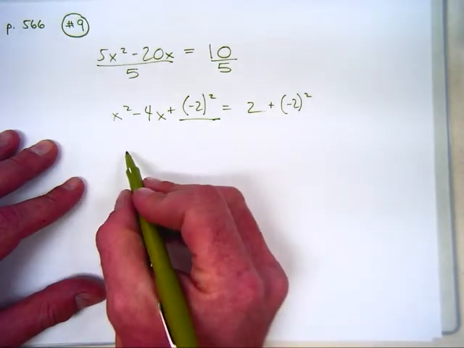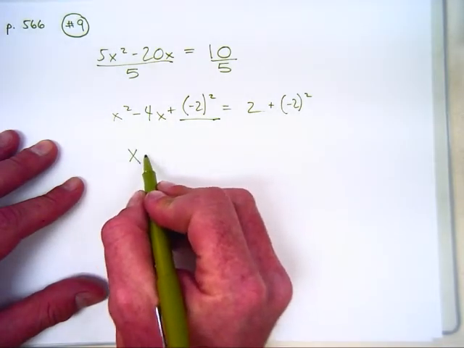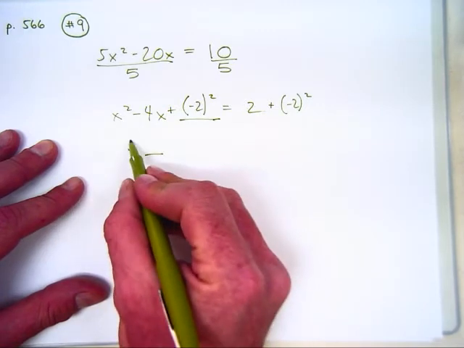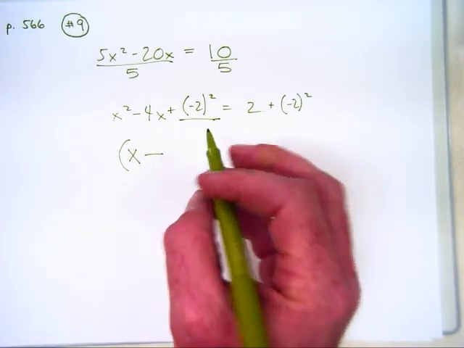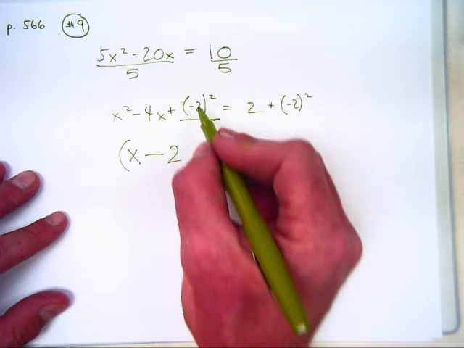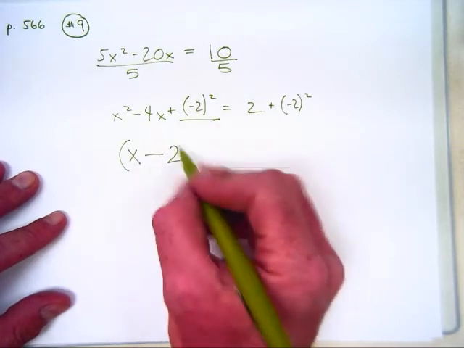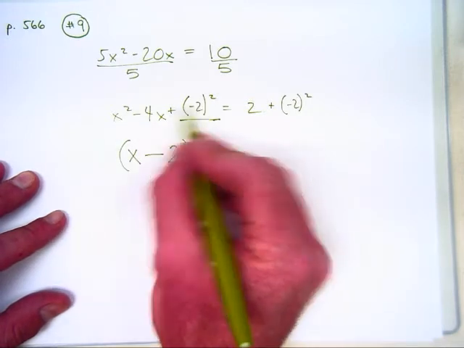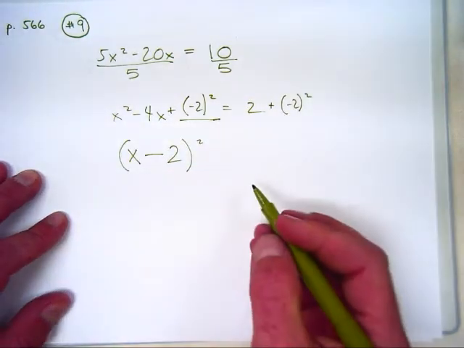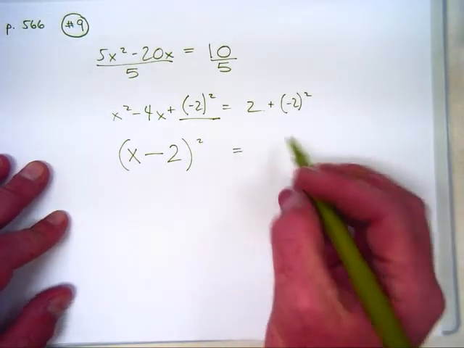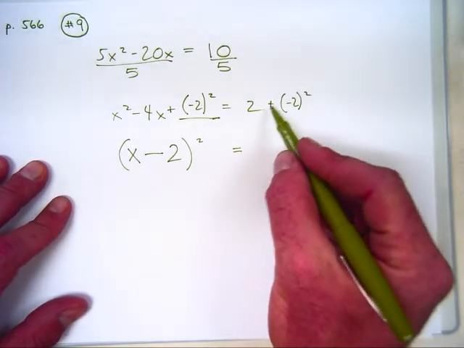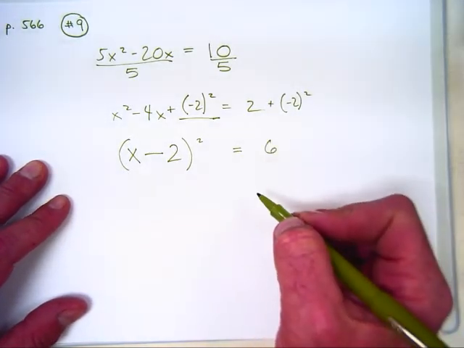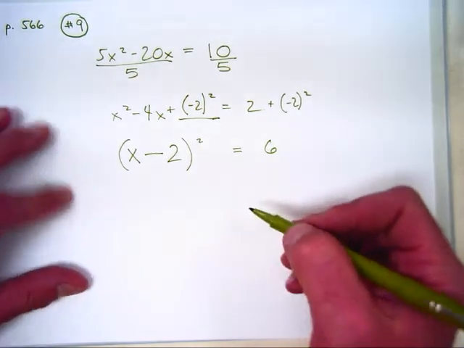So on this side, the whole reason we did that is so we now get x minus 2. You can think of this minus 2 as coming down here, and this x is coming down here, and this squared kind of represents both of these. It doesn't really mathematically, but it helps for the purposes of this problem. So negative 2 squared is 4, plus 2 is 6. So we get x minus 2 quantity squared equals 6.